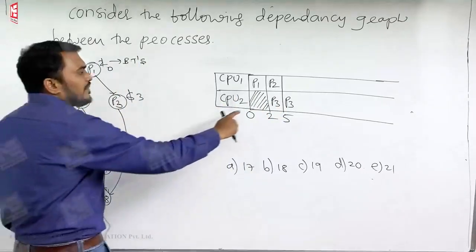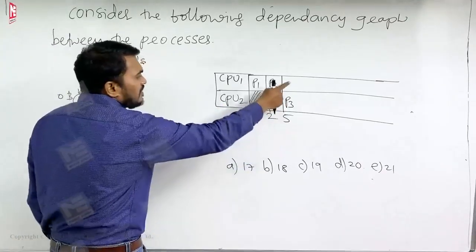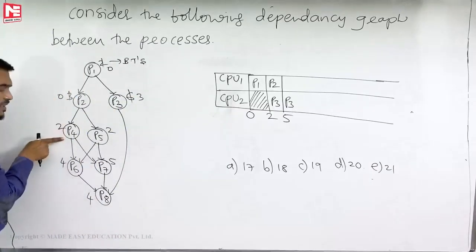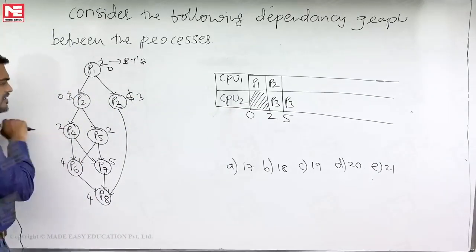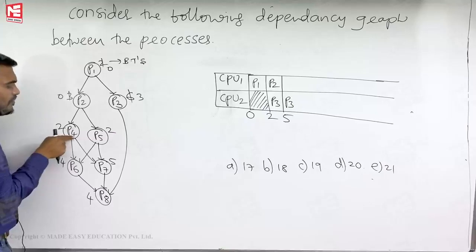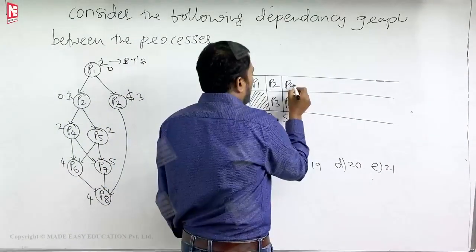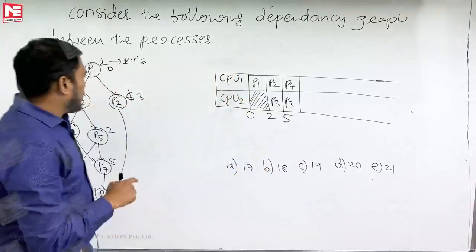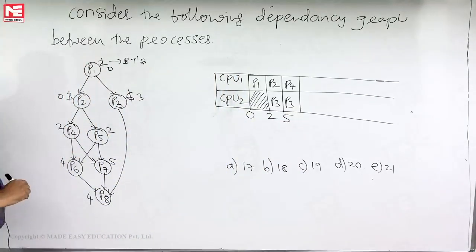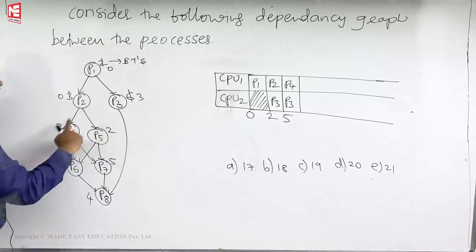Now remember, here CPU1 became free. At time 5, CPU1 became free. Now, can you schedule P4 here? Yes. What was the dependency? Once P2 is completed, you can execute P4 or P5. Anything you can take, so I am taking P4 here. Now tell me, P3 requires 3 units of time and that requires 2 units of time. Now tell me how many seconds you have to execute?